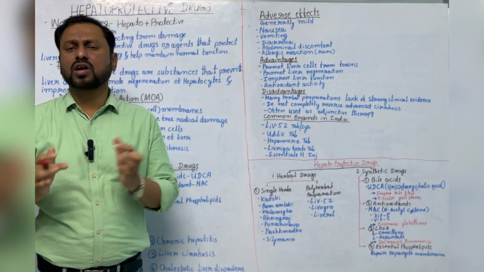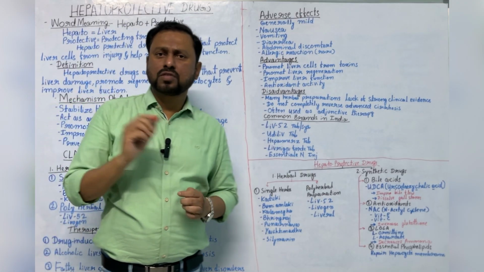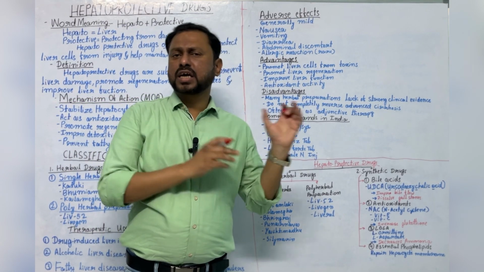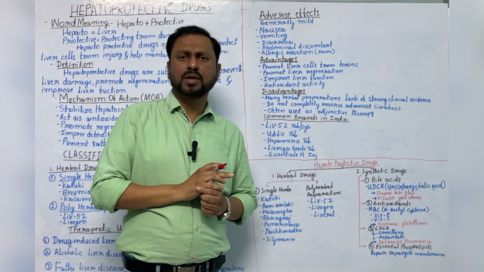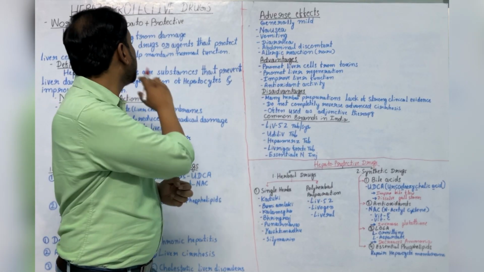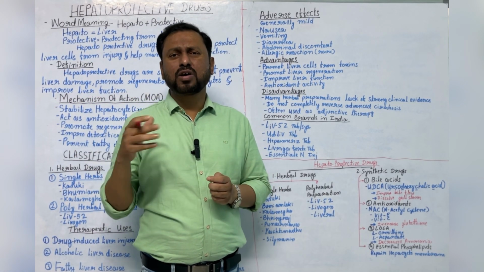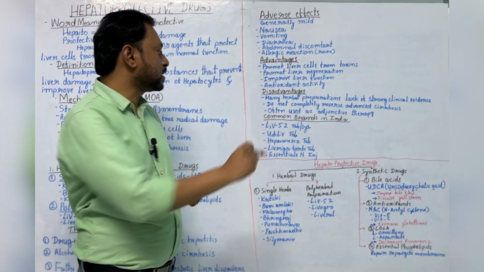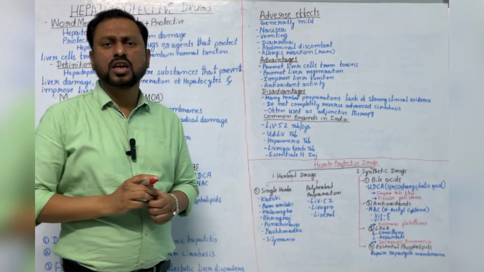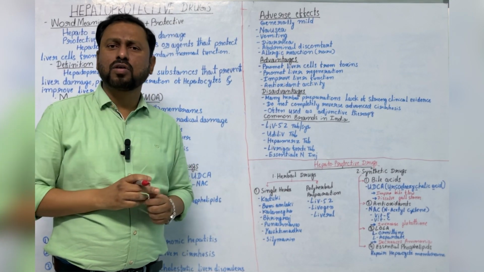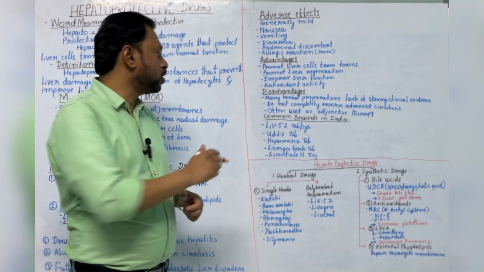Next one is the common brands in India. Very famous brands or common brands that doctors and physicians prescribe in this class of hepatoprotective drugs. Very commonly, almost all Ayurvedic and allopathic practitioners prescribe Liv 52. It comes in tablet, syrup, or drop form.